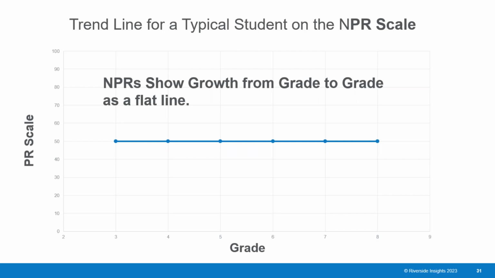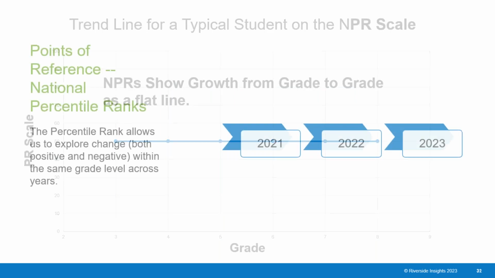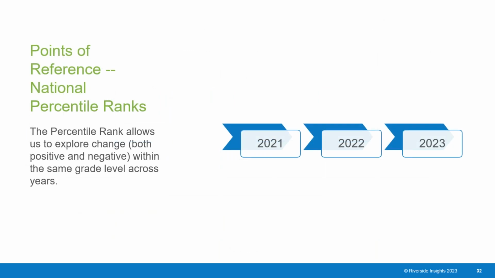The NPR doesn't directly show in the numbers the fact that this student is growing. It's another level of interpretation required in order to understand that someone maintaining their percentile rank across grades is really growing. So the next slide just helps us better understand the point of reference.